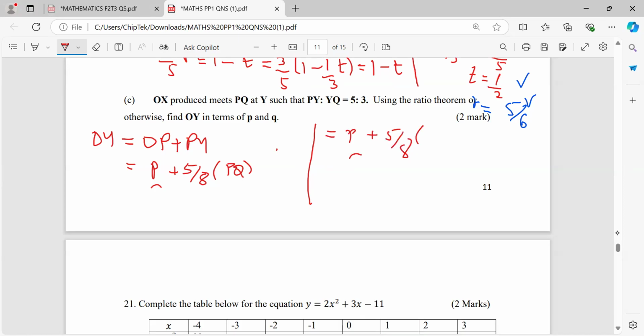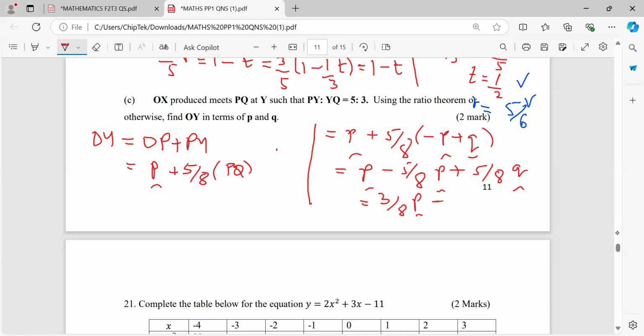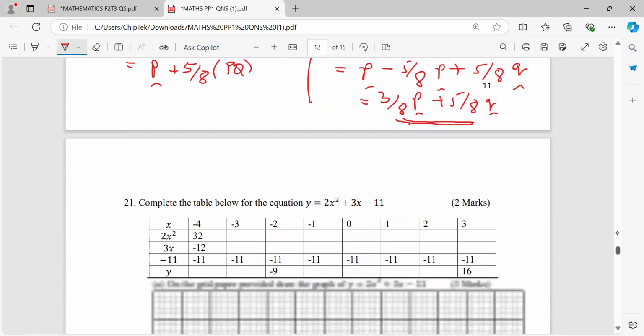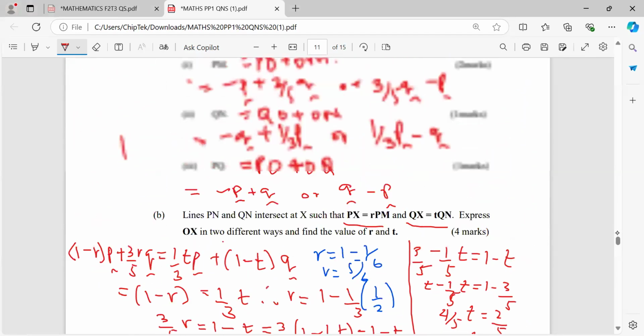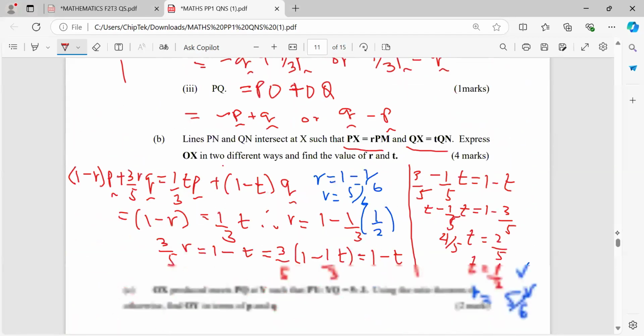PQ tulisema ni Q minus P, ama ukitaka negative P plus Q tulipata hapo. So ukiangalia first question, so P times C ni minus 5/8 P plus 5/8 Q. Okay, so hii minus 5/8 hii itakuwa 3/8 hii plus 5/8 Q. Sasa hapo ni hii. So nadhani hiyo finish vectors question hapo tumeelewana.